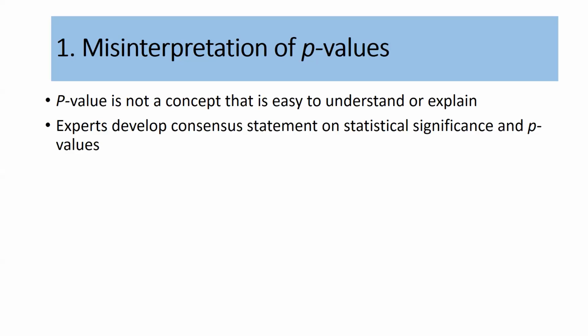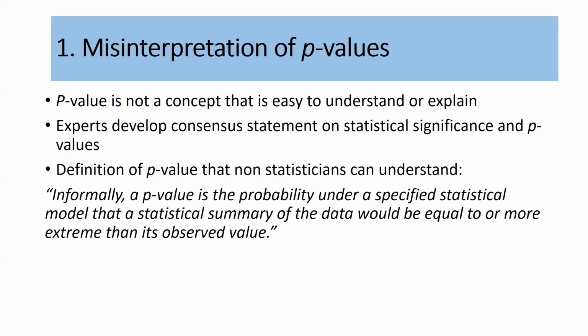gathered 26 experts to develop a consensus statement on statistical significance and p-values. And not surprisingly, they couldn't agree on one definition, and they debated on this topic for more than a year before they finally produced the consensus statement, which goes something like this. Informally, a p-value is the probability under a specified statistical model that a statistical summary of the data would be equal to or more extreme than its observed value. I'm sure you'll agree with me that this definition is about as clear as mud.